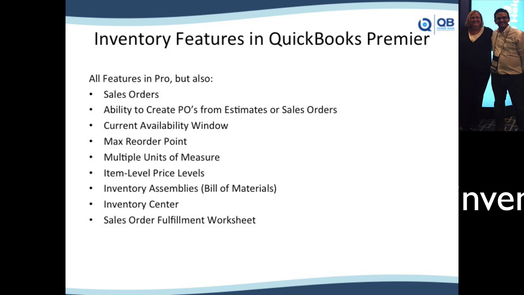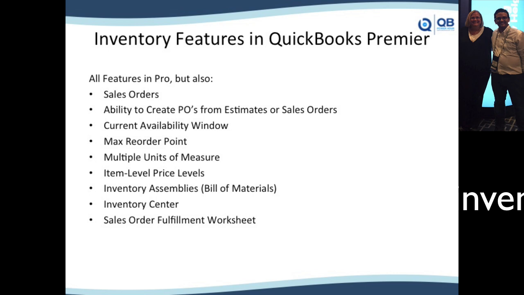So what you get with QuickBooks Premier that you don't get with Pro or QuickBooks Online is sales orders, which to me are incredibly crucial, especially for setting up sales that haven't been delivered or shipped yet. Ability to create a PO from an estimate or a sales order. Okay, so that's extremely big, because you do a sales order and you do an estimate, and you want to create the vendor PO straight from it. That to me is a huge time saver.